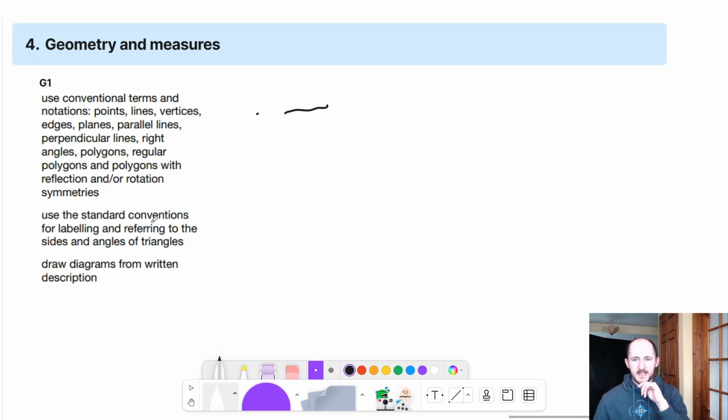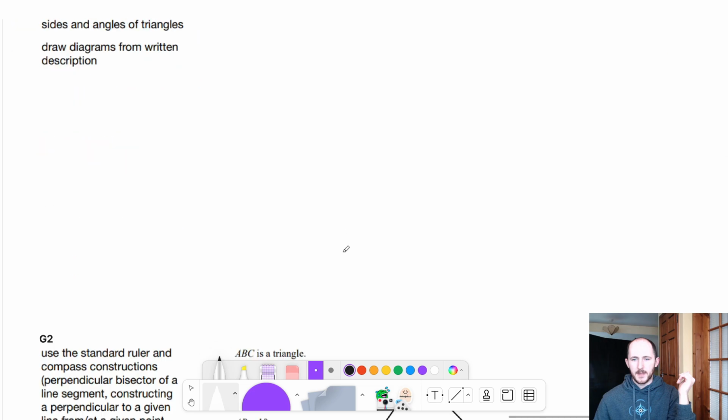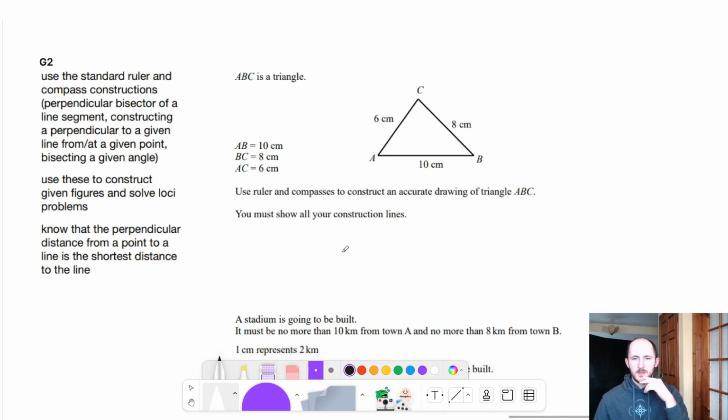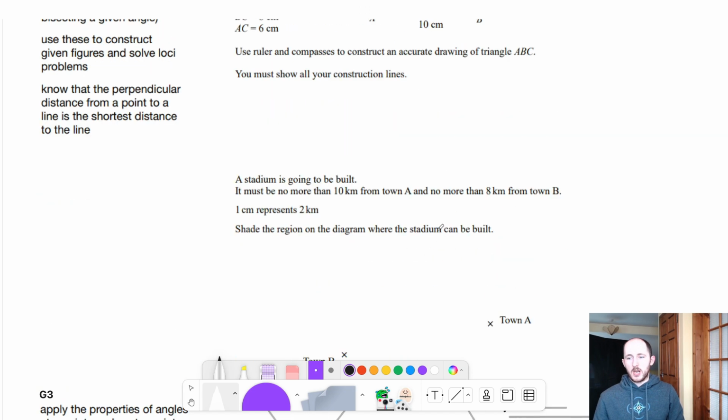You'd also need to use the standard conventions for labeling and refer to the sides and angles of triangles, so things like the hypotenuse as an example. So, next part, we need to be able to use a standard ruler and compass construction in order to construct accurate drawings of diagrams and also to do loci.